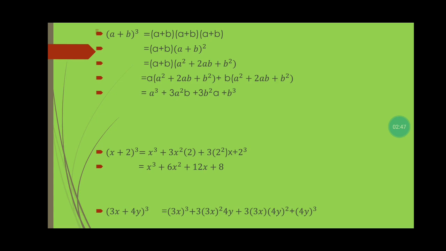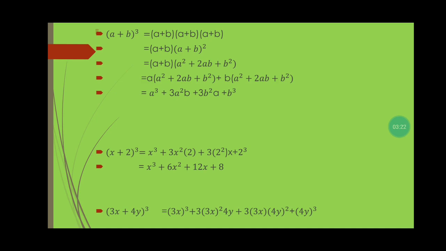Now here the very first problem is (x + 2) whole cube. The expansion of it is x cube plus 3x square 2 plus 3 2 square x plus 2 cube. Okay, now when I solve this, what do I get? I get x cube plus 6x square plus 12x plus 8. This is the final answer. Middle terms are not added, x terms are not added because they are not like terms. Okay. Now we move on to the next problem.